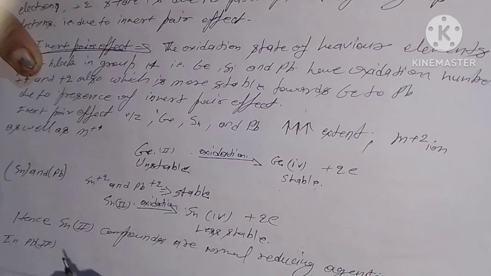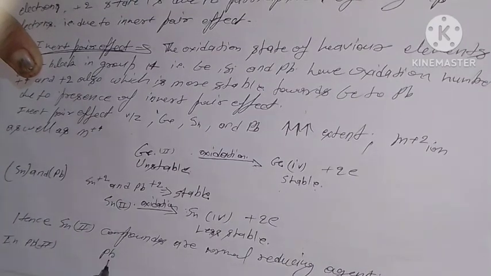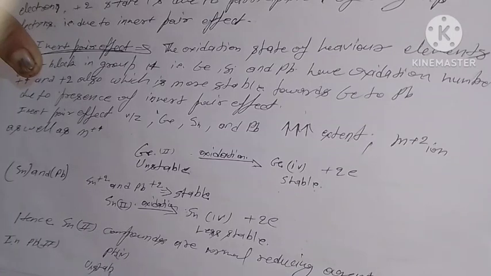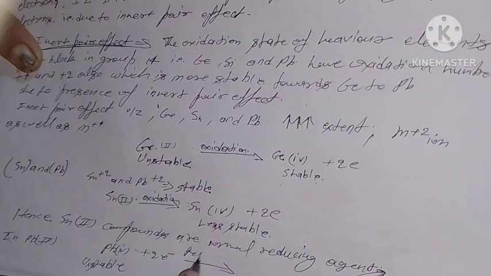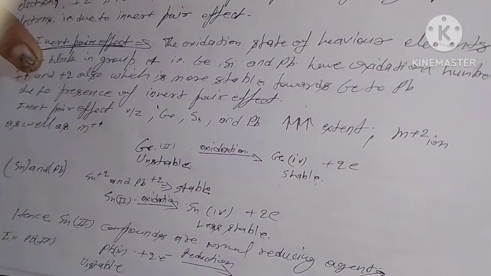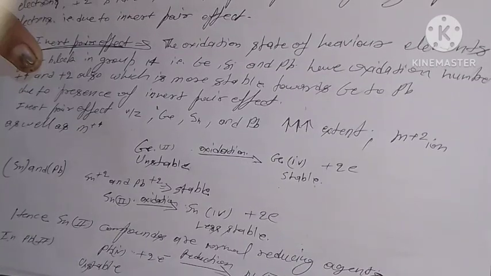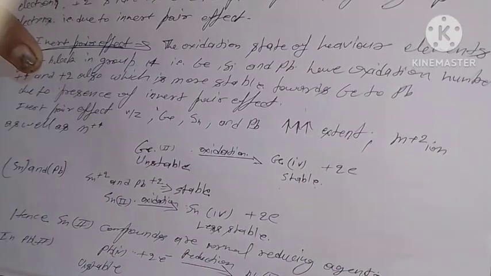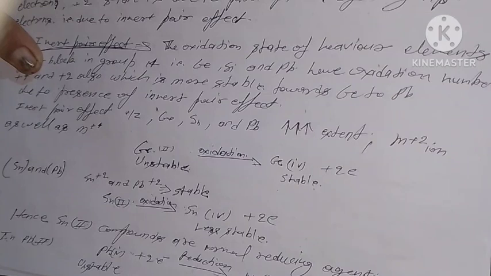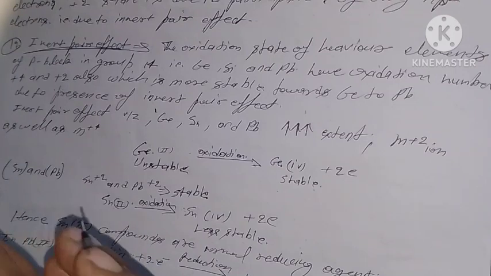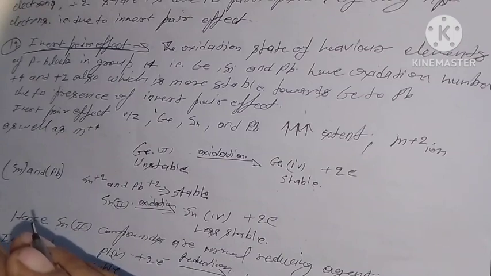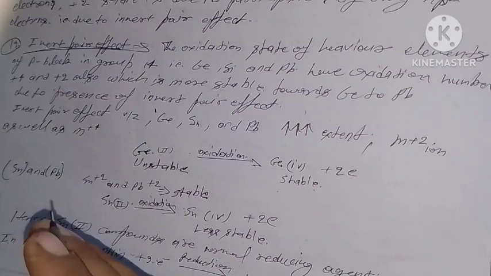In lead +2, the ns2 electron pair is not unpaired easily to give lead +4. Hence lead +2 is stable and lead +4 is unstable. Lead +4 plus 2 electrons undergoes reduction to lead +2, which is more stable. Hence lead +4 compounds are strong oxidizing agents.